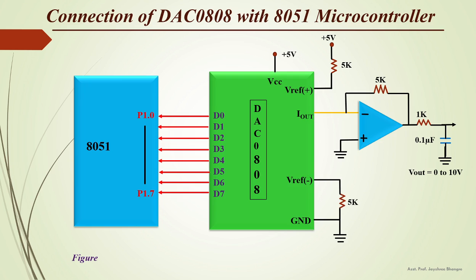Then minus V reference pin is connected to the ground through this second reference resistor of 5 kilo ohm, and this ground pin is connected to ground. And this VEE pin is connected to negative voltage, that is minus 12 volt, and this compensation pin is connected to this negative supply through this capacitor. So this is the circuit connection of a DAC with a 8051 microcontroller.